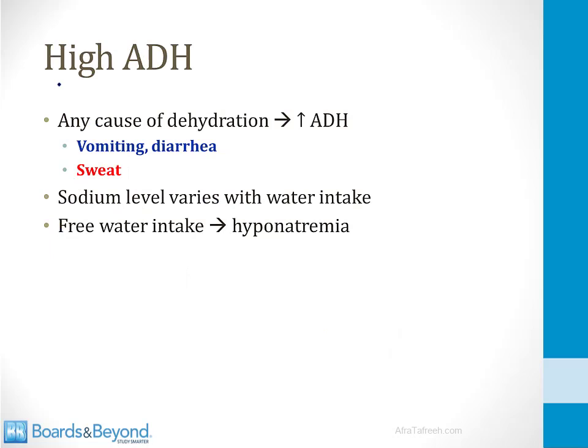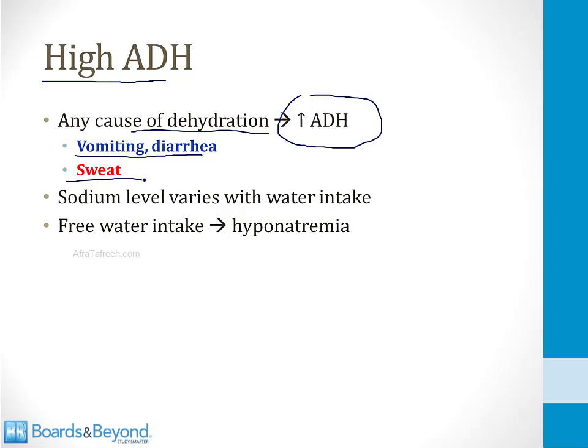A third group of causes of hyponatremia are those related to high ADH levels. So for starters, any cause of dehydration can lead to low intravascular volume, and this can stimulate ADH release from the posterior pituitary. So for example, patients who have vomiting or diarrhea or patients who are sweating a lot can have high ADH levels. And as we talked about before, when the ADH level is high, the sodium level varies with water intake. So if you take in lots of free water, this can lead to hyponatremia. And this is one of the reasons that athletes drink Gatorade instead of water, because Gatorade replenishes not only the fluid that they've lost, but also the electrolytes that they've lost.